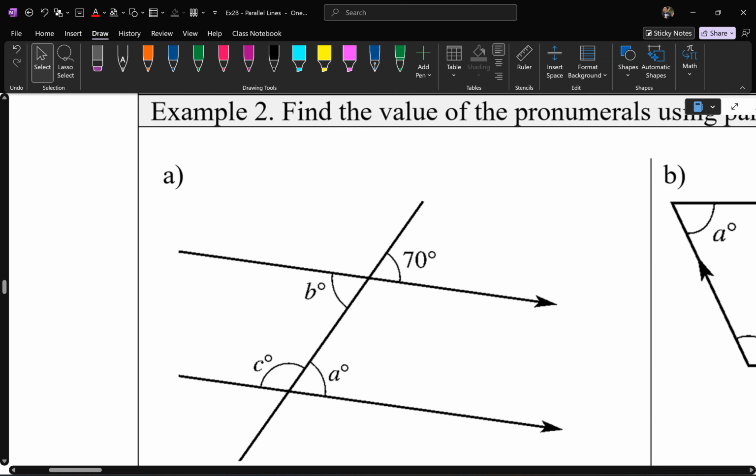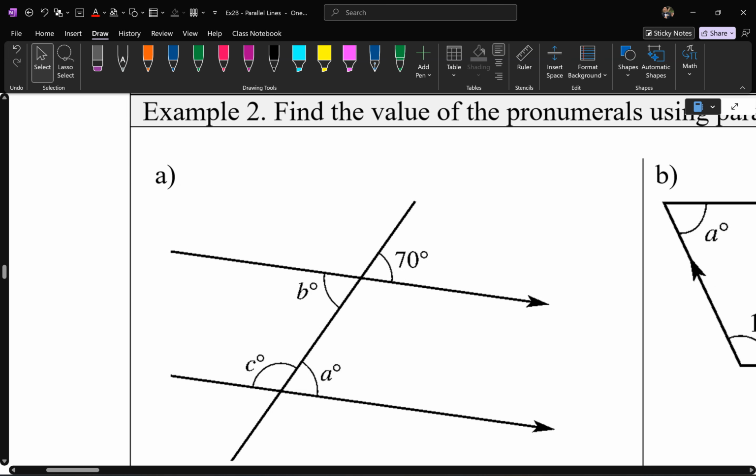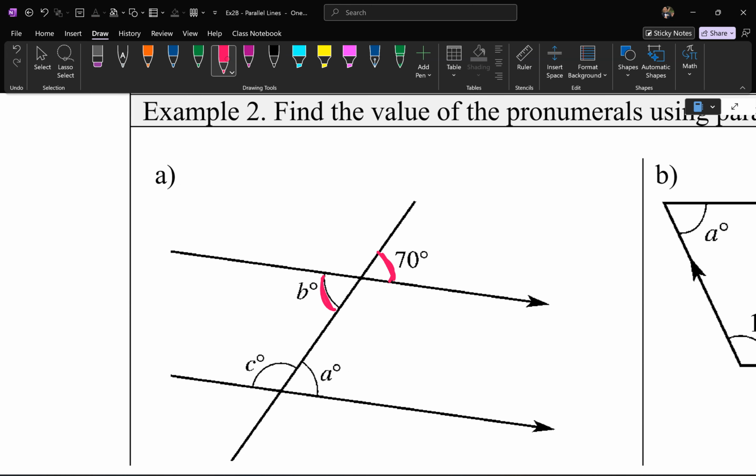I'm zooming into the example 2A. Can you see here? 70 and B. I look at 2 angles. You pick 2 angles to look at. I look at 70 and B, and I can already say B is 70 degrees. Why? What do I know? Tom? Vertically opposite.